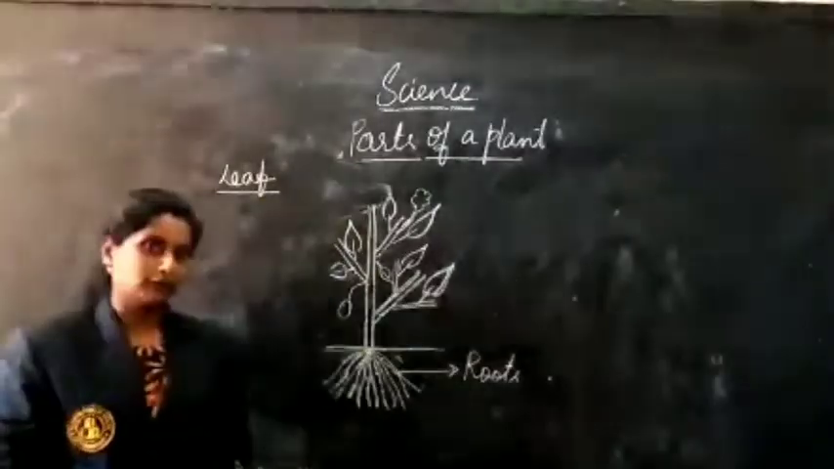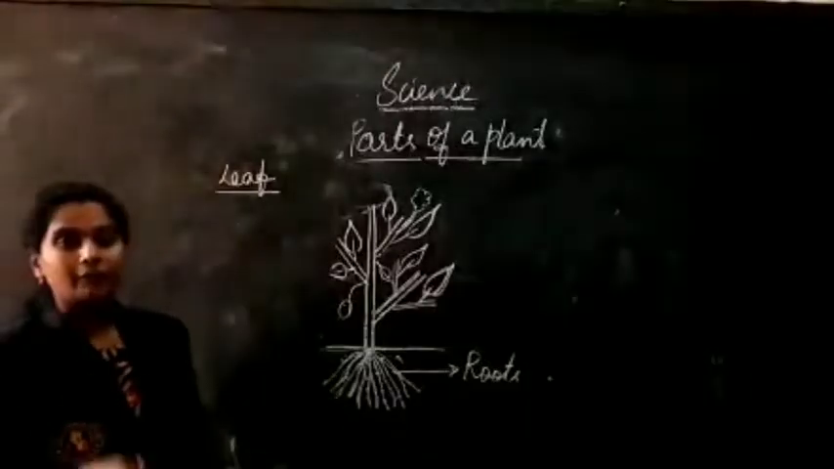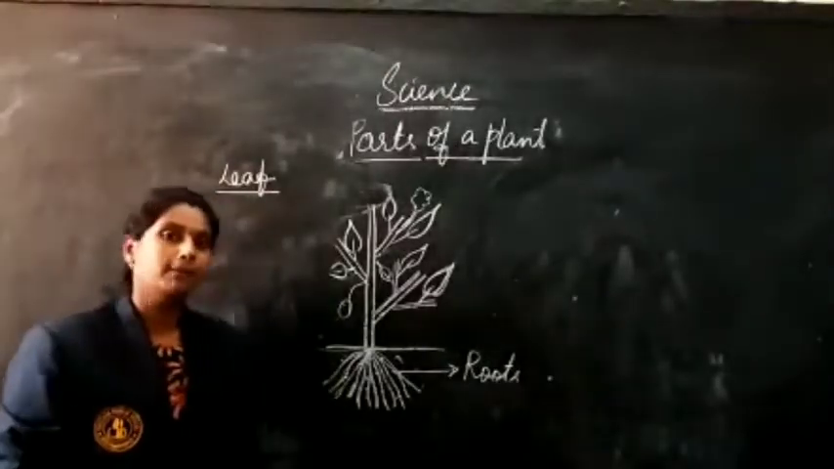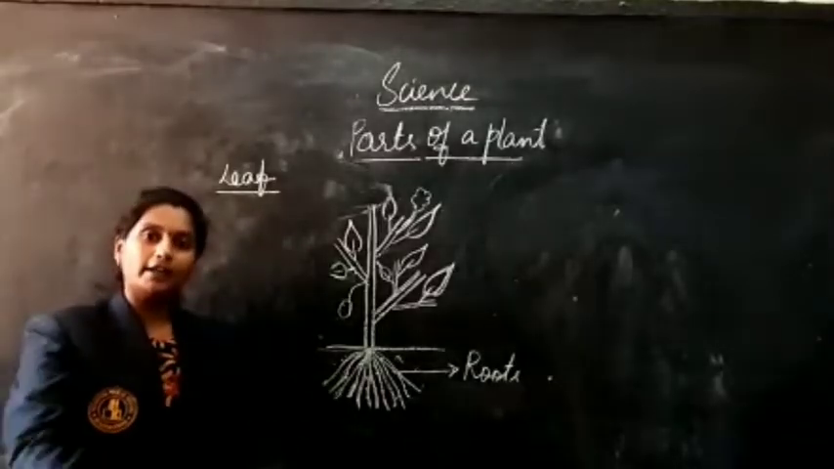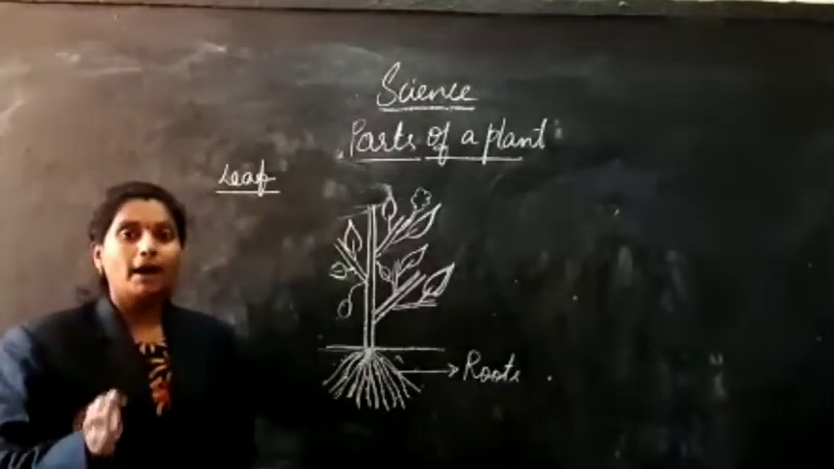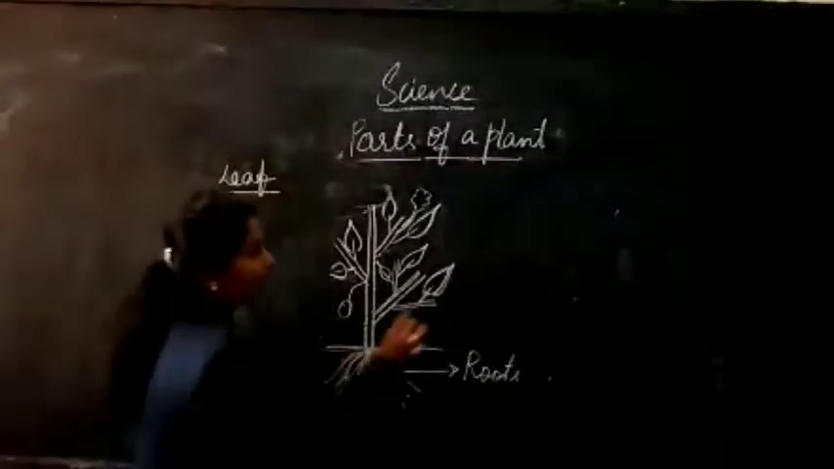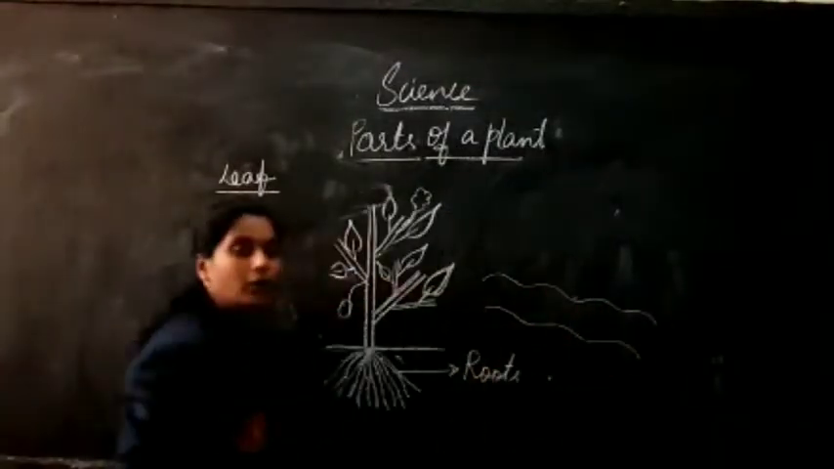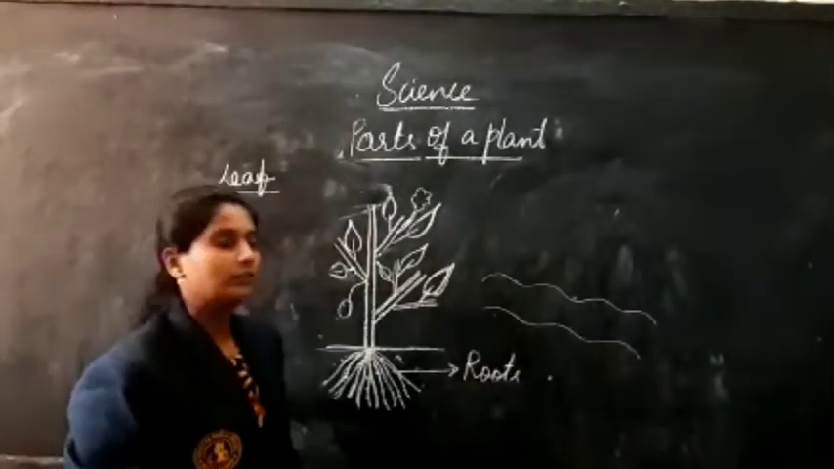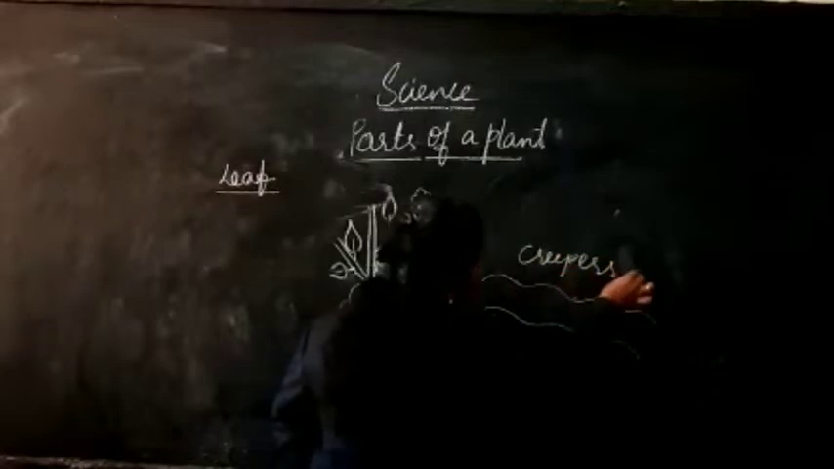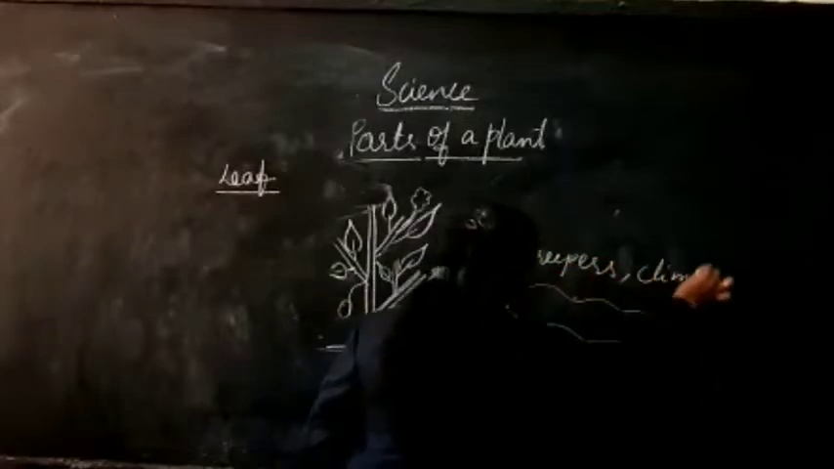As I said, two types. Before talking about the leaf, I missed one thing in the stem. Some stems are very weak and soft, and they cannot grow straight. They need a support, or they will be growing on the ground. Those we call creepers and climbers.